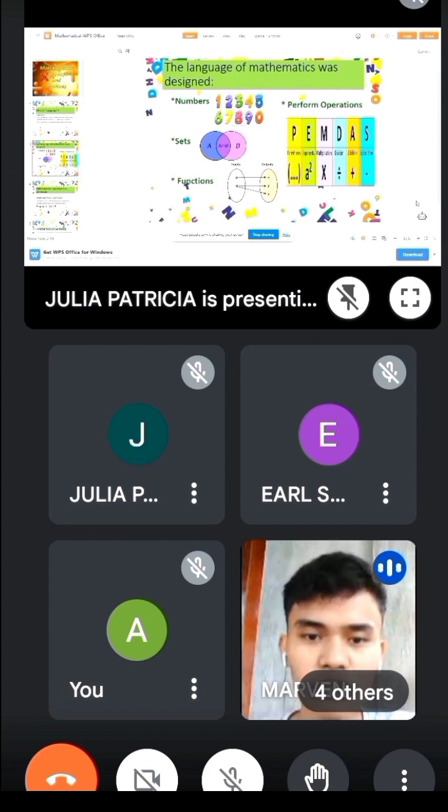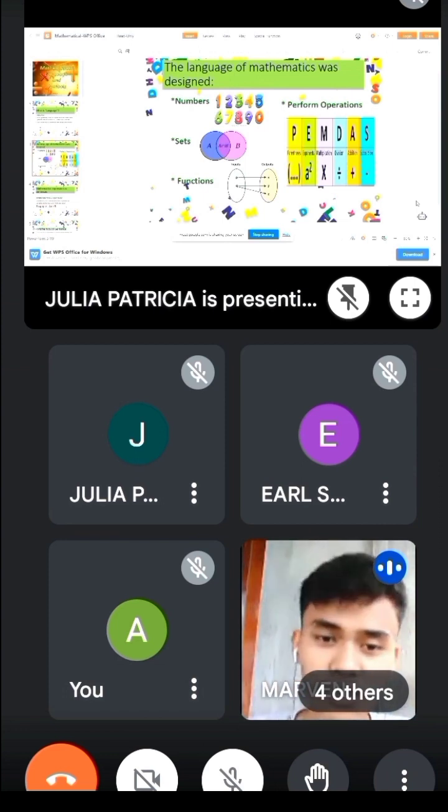A function is an expression, rule, or law that defines a relationship between one variable, which is the independent variable, and the other variable, which is the dependent variable. Now, in the example provided there, we have the inputs and the outputs. The input is considered the independent variable since the input stands alone and isn't changed by the output. The output stands as the dependent variable. The output depends on the input.